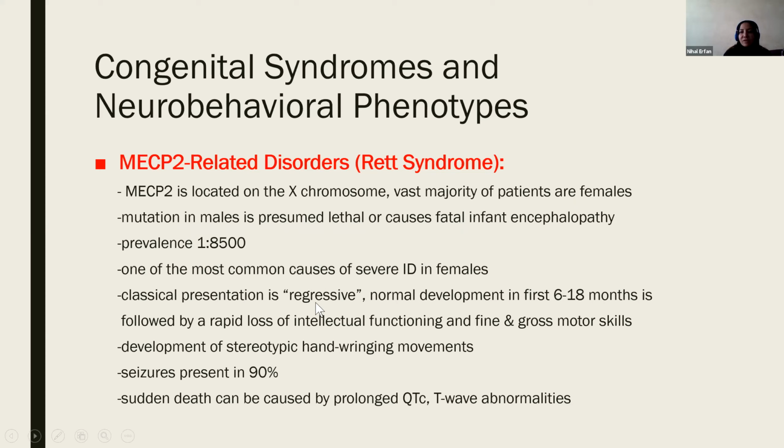What's very classic or pathognomonic is that there's this regression that happens where they have normal development up to a year and a half. Then they have a rapid loss of function, intellectual, as well as fine and gross motor skills. And they develop these very characteristic hand wringing movements. So their hands start to have this very interesting movement, and 90% of them will have seizures, and sudden death is caused by prolonged QTc.